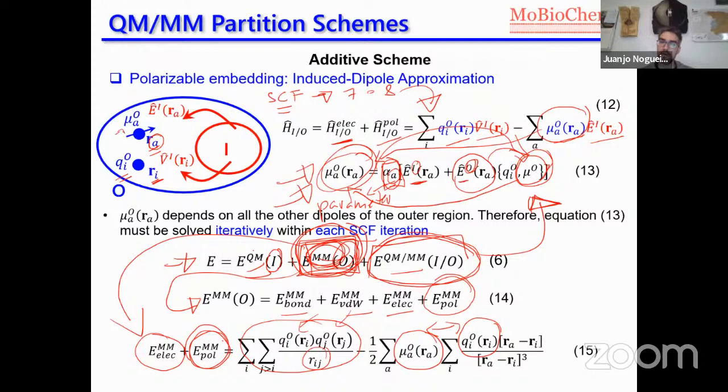There is a question: will there be no overlap between dipole moment and charge-based electrostatic interactions between inner and outer regions? I'm not sure if I understand the question. The interactions between the inner and the outer region are handled in this way, right? But anyway, the answer is yes. This electric field is indeed created by the charges of the inner region. This is just the way to write the equation, but these are interactions between the charges of the inner region and the induced dipole of the outer region. This is what you meant, I think, right? So yes, we are introducing these interactions in this term.